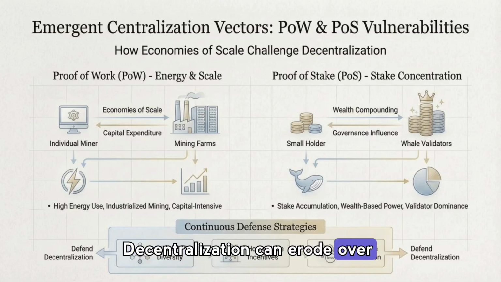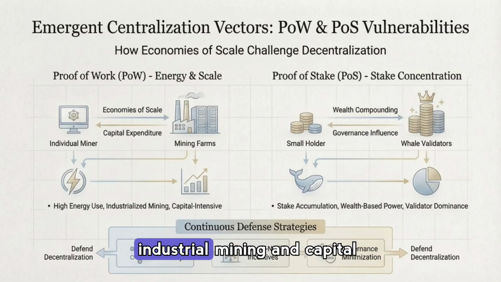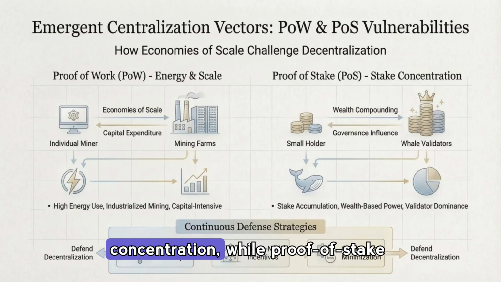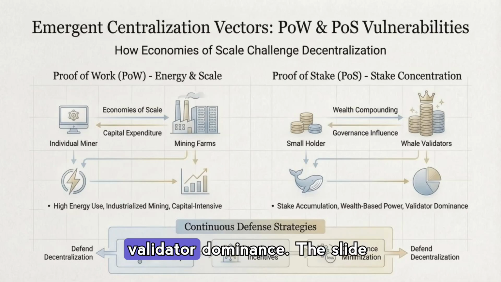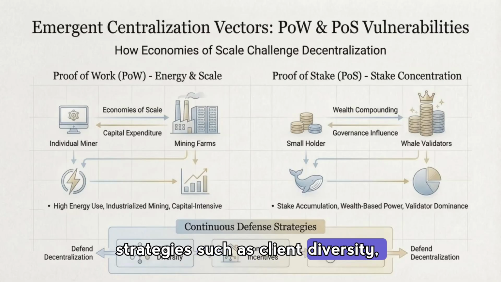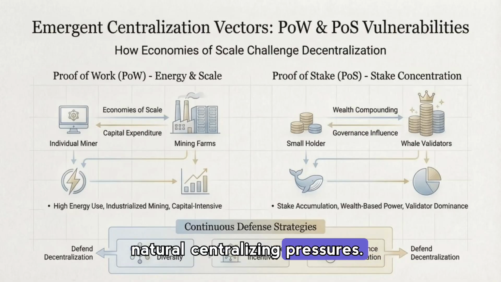Decentralization can erode over time through economies of scale. Proof of work tends to favor industrial mining and capital concentration, while proof of stake risks wealth compounding and validator dominance. The slide highlights continuous defense strategies such as client diversity, encouraging home nodes, and governance minimization to preserve decentralization against these natural centralizing pressures.